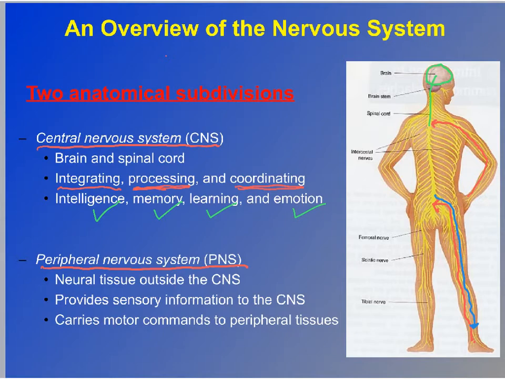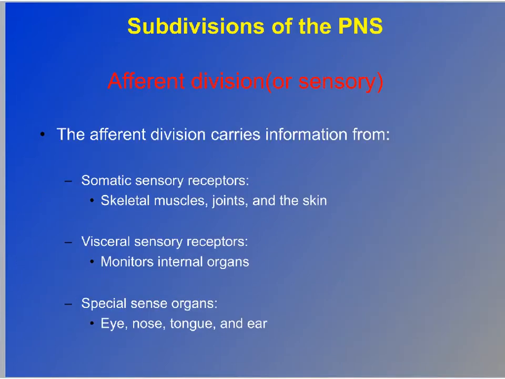Or if you're talking about, for instance, putting your hand on the hot stove, motor information is going to leave out the peripheral nervous system, these pathways, the motor pathways, and make its way to the muscles that are going to help you to move your arm or move your hand away from that hot stove. So two pathways of information in the peripheral nervous system: sensory pathways and motor pathways. Let's look at it a little bit more closely.